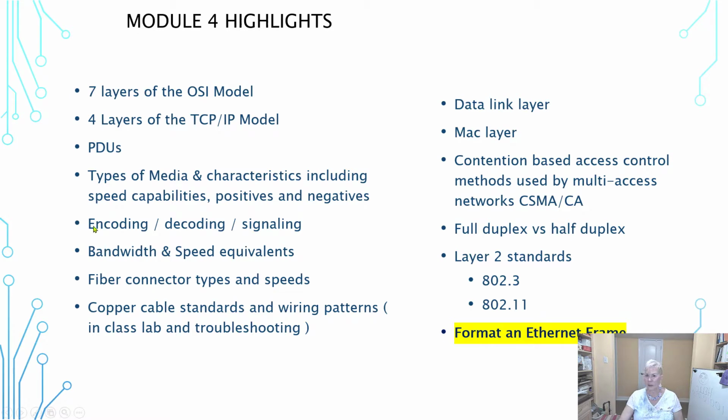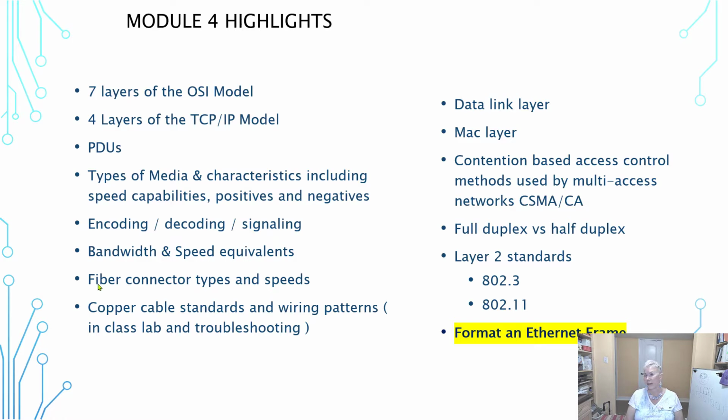Here we're going to see more of encoding, decoding, and signaling. The protocol suite module that we just went through gave you the basics, but encoding and decoding happens at layer 1. Well, Module 4 is all about layer 1. What is the bandwidth and speed equivalence? What are the different fiber connector types and speeds?